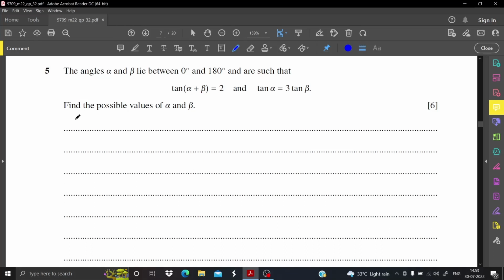Here this is a 6-mark question. I forgot to tell you in the beginning how you manage the time while solving the past papers. Remember, this is a 6-mark question. You can check the amount of time I'm spending here. For a 6-mark question, the amount of time that you spend is 6 minutes. That's how you need to work it out.